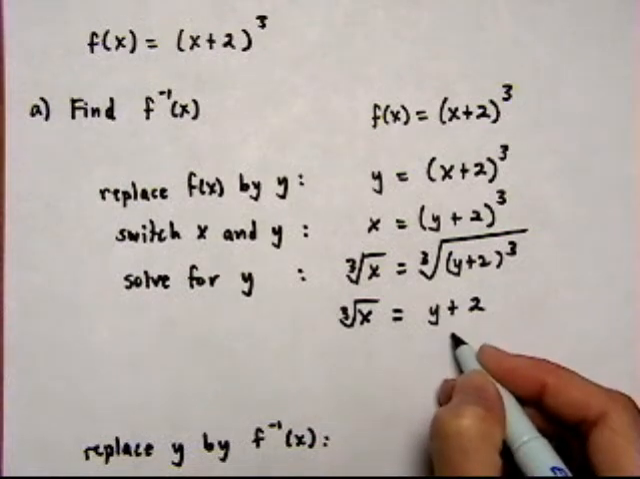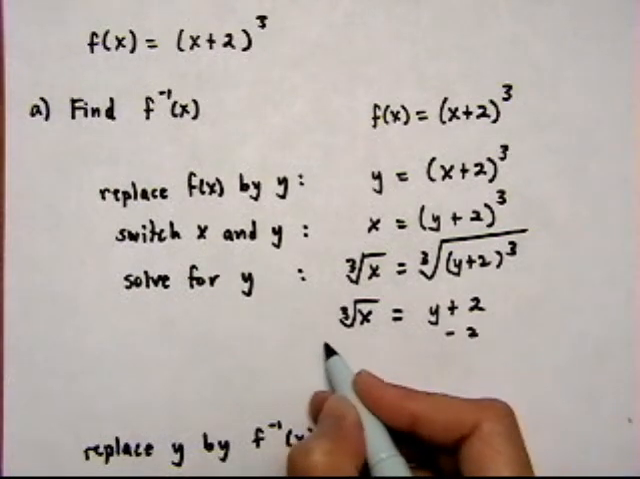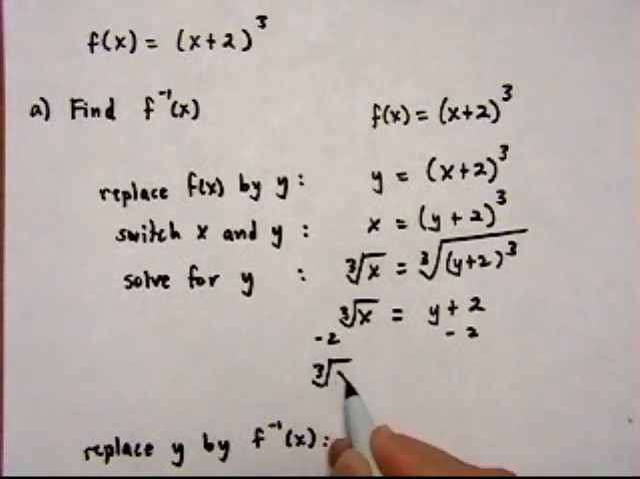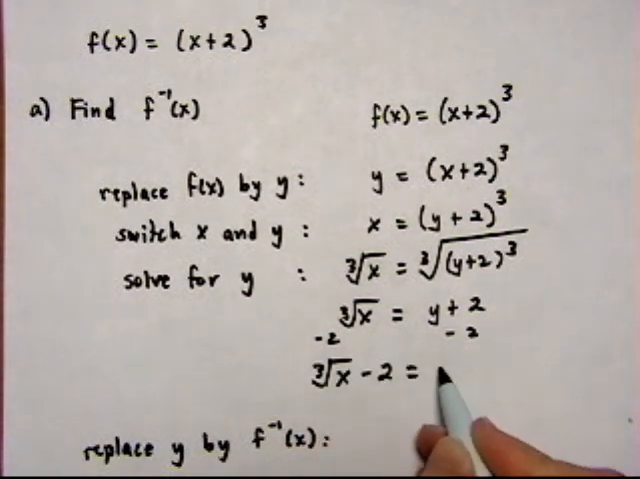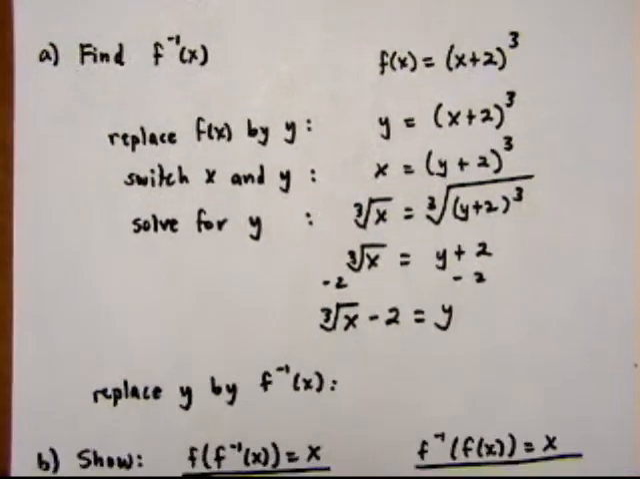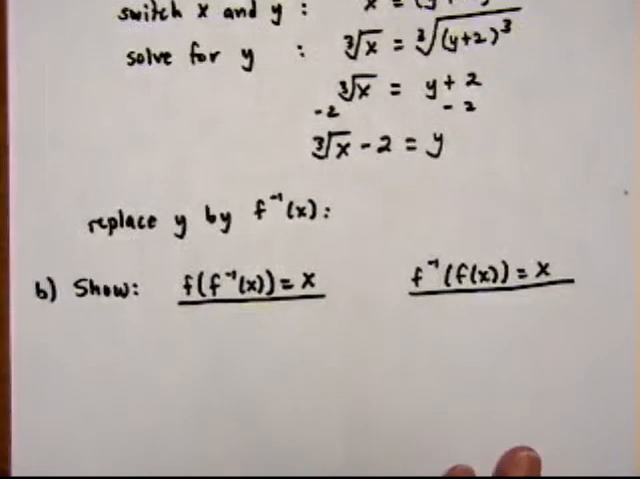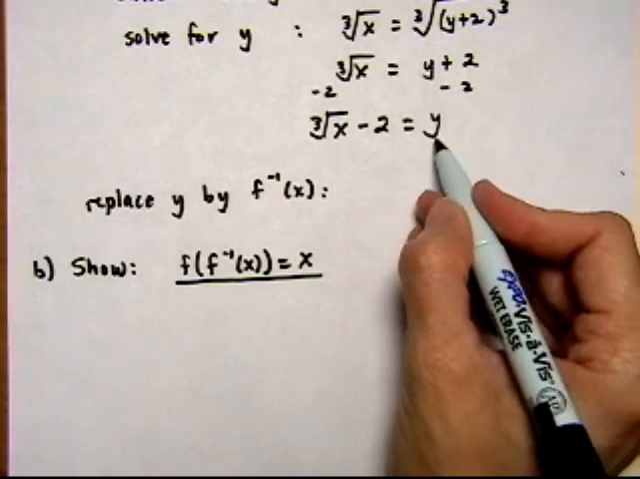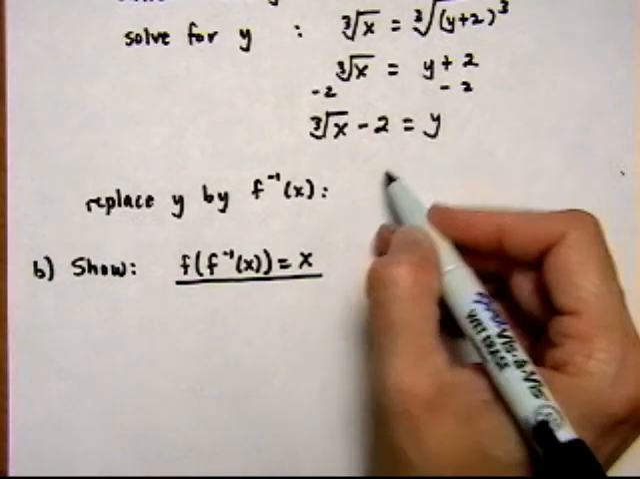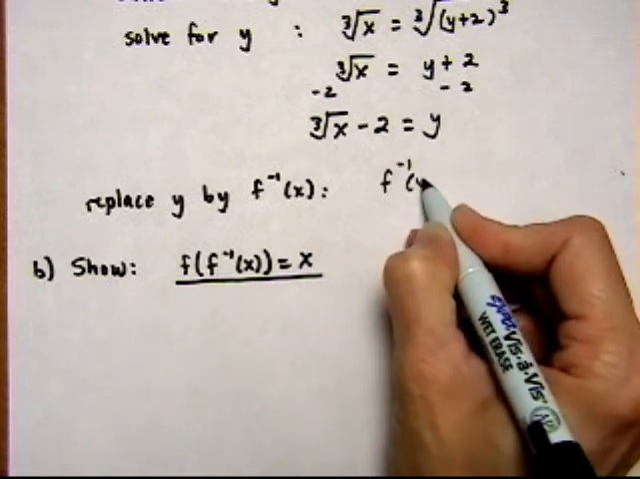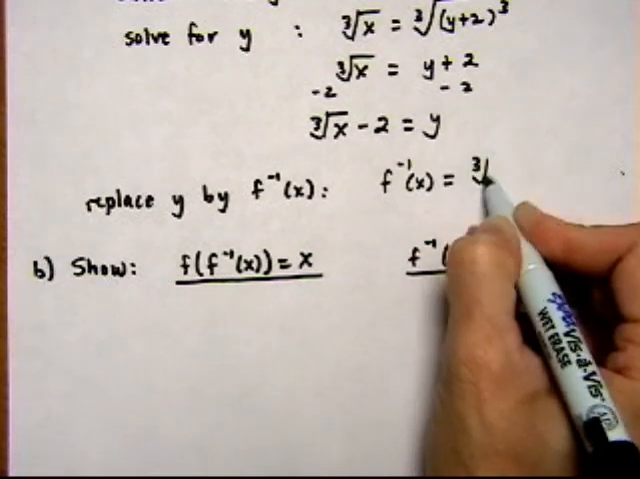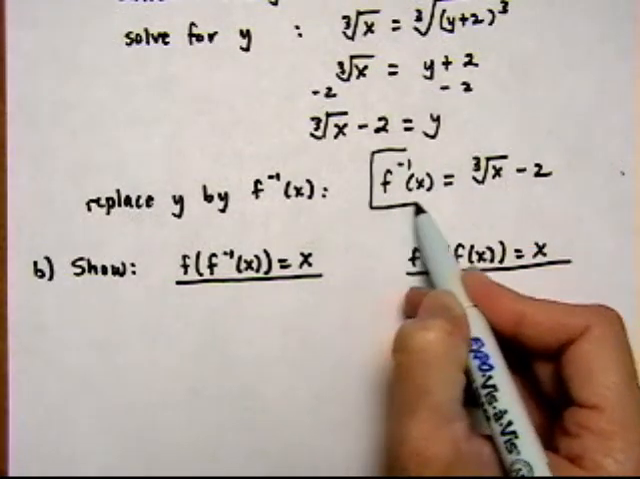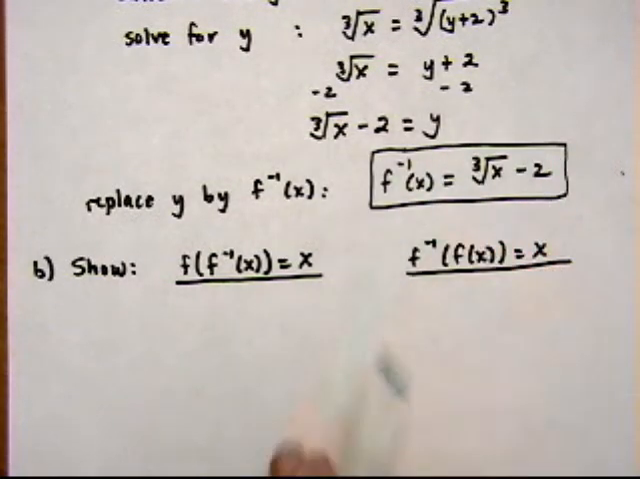Solving for y still, subtracting 2 on both sides gives us the cube root of x minus 2 is equal to y. And that right there is our inverse function, but let's do a notation change. We will write it as f^(-1), f inverse, and we'll put the f inverse on the left side instead of the right. So f inverse is now the cube root of x, minus 2. And that is the inverse of f(x).